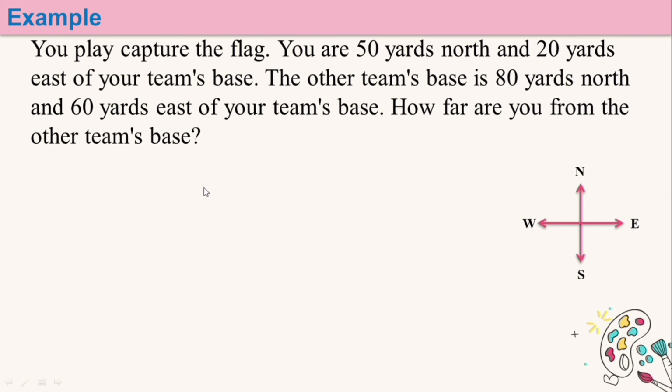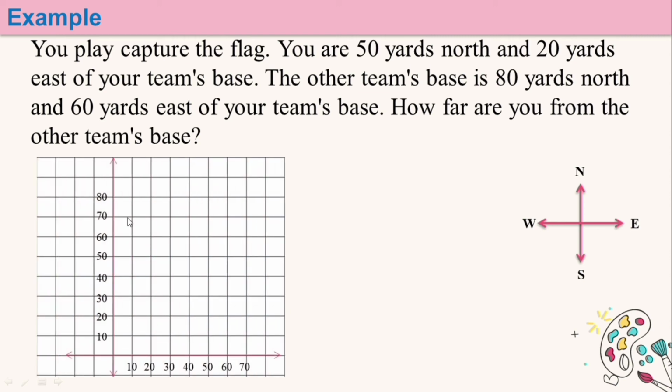We are going to imagine we are on a coordinate plane and make your team's base the origin, so at 0 and 0. This is your team's base now. The question tells us that your location is 50 yards north and 20 yards east. North means we are going up the y-axis, going up 50 units, and going 20 yards east means we are going to the right. So I'm going up and over and I'll label it 20 and 50. I'll make a label that this is you.